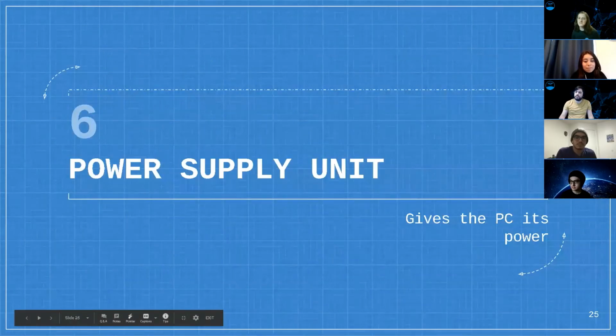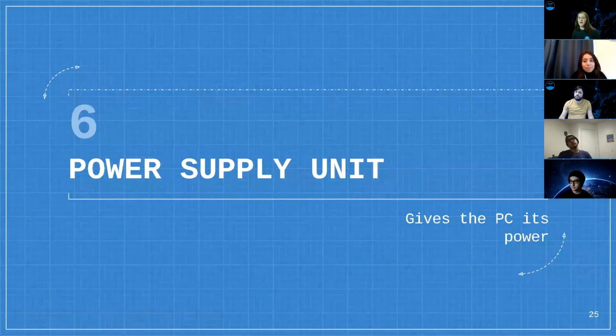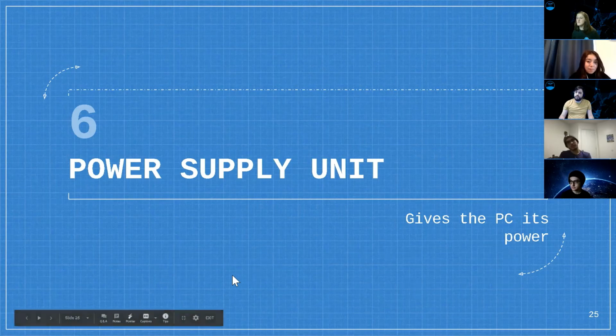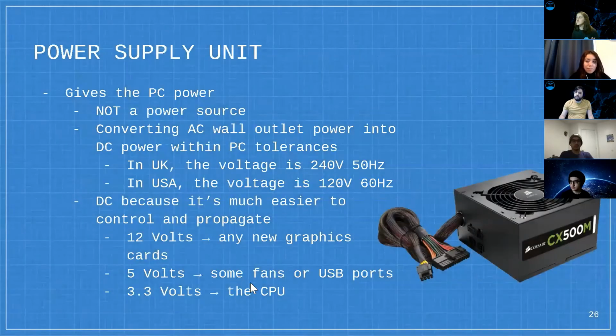So next we'll be talking about the power supply unit. In this little caption here, it says it gives this PC its power. But that's something I want to debunk a little bit, because the power supply unit is not the source of power for your PC. What the power supply unit does is convert the current coming from the wall outlet into a current that is within your PC's tolerances.